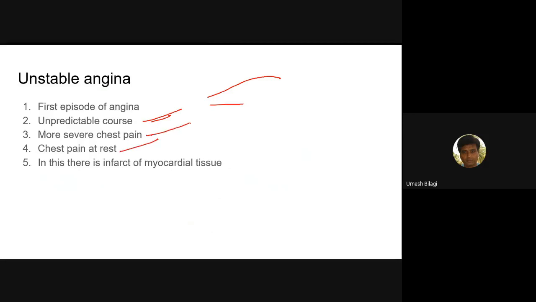More severe quantity of pain, not relieved by the tablets the patient is taking. Is there an infarct in this? Okay, there is no infarct. I wrongly wrote it here. There is no infarct. Usually there is no infarct in unstable angina.